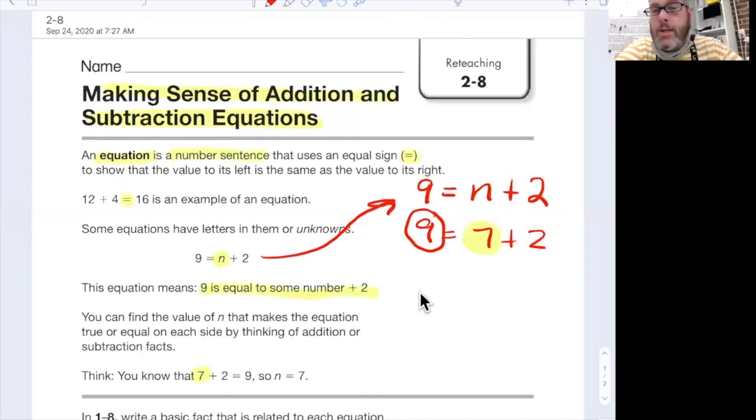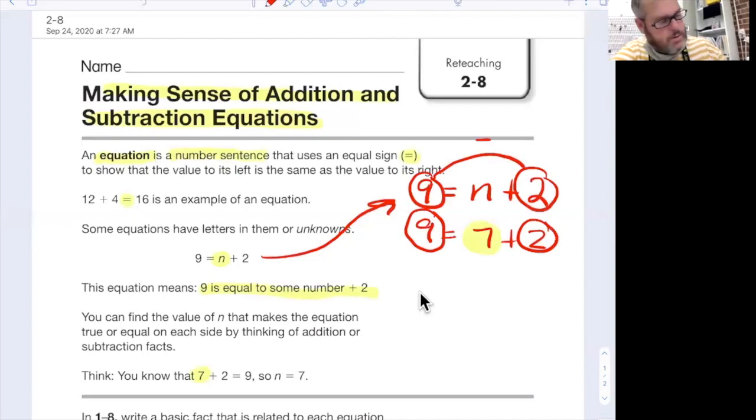9 is a large number, and 2 is smallest. In subtraction, we always subtract the smallest number from the largest number. So what if we subtract those? 9 minus 2 equals, we could count back. 9, 8, 7. 9 minus 2 is 7. It's that easy.